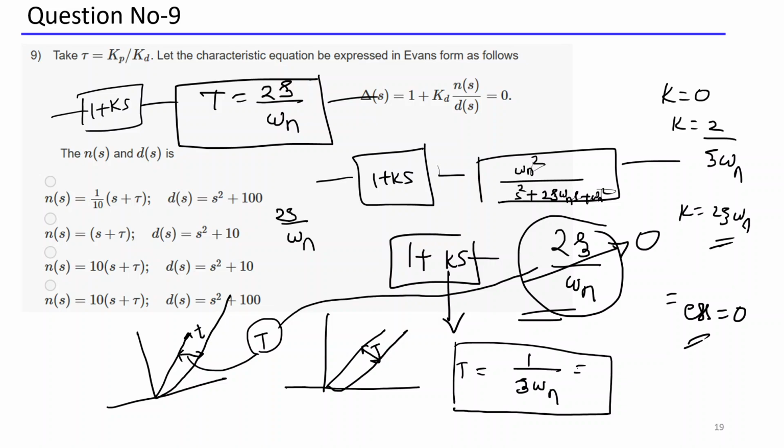Okay, what is your approach to solve this question? I understand a little bit. Anyone who has any idea how to solve this question?